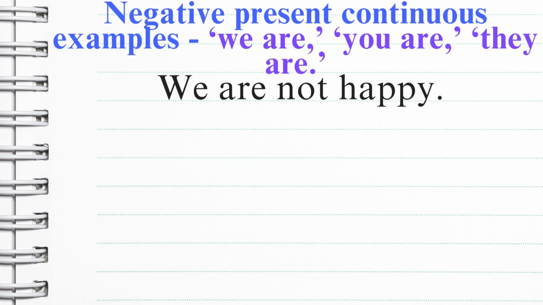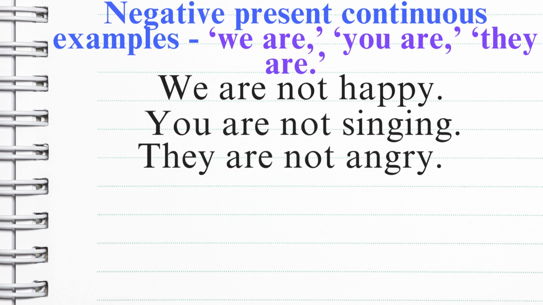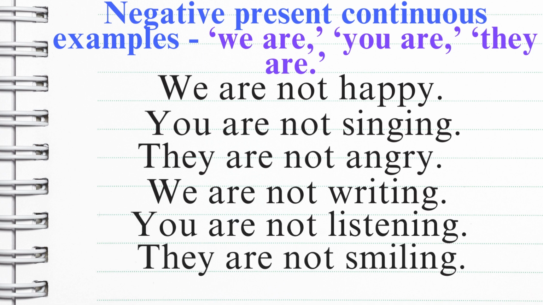So now we'll look at the negative present continuous examples of we are not, you are not, they are not. So we are not happy, you are not singing, they are not angry, we are not writing, you are not listening, and they are not smiling. If you want to see these group words in contraction form, go check out my contractions video because I go into that a little bit more. I just wanted to focus more on the present continuous and negative present continuous for this video.